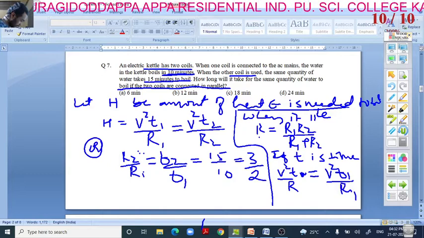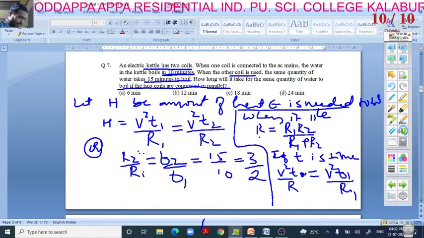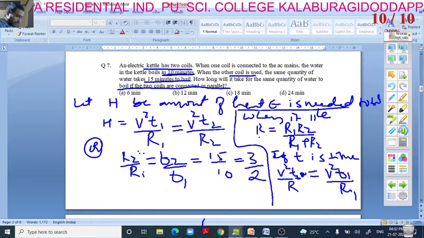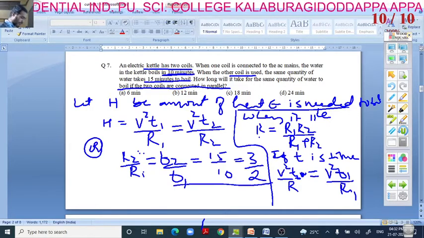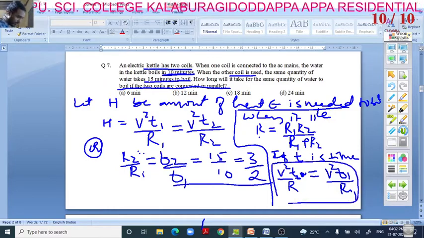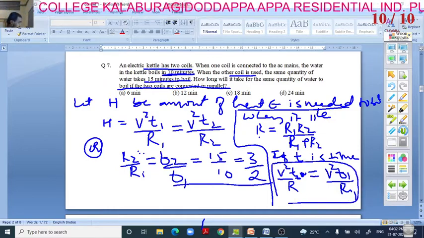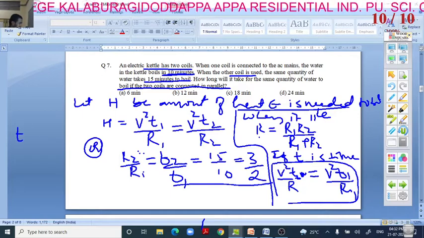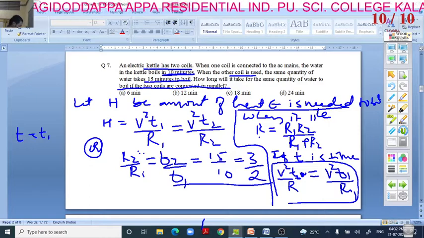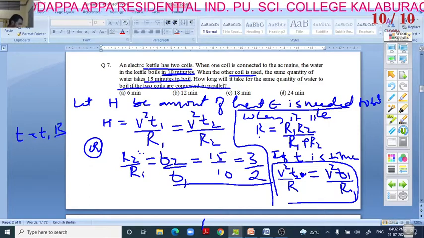Now I want to find T. So find the value of T here. By simplifying the value of T in this equation, the formula becomes like this. That step becomes T is equal to T1 R by R1.